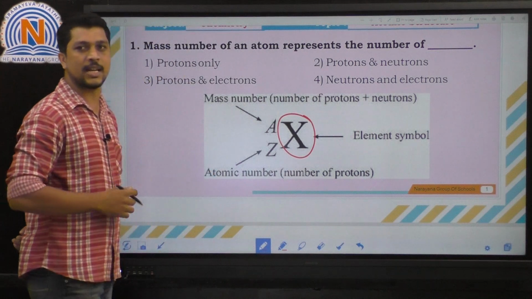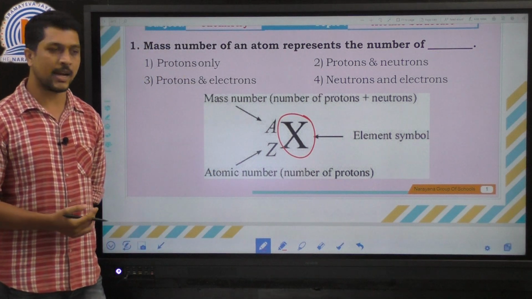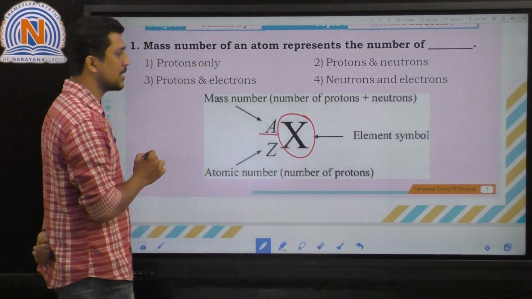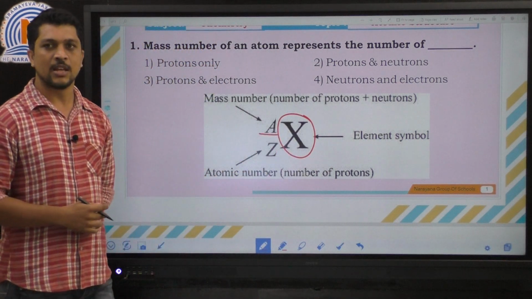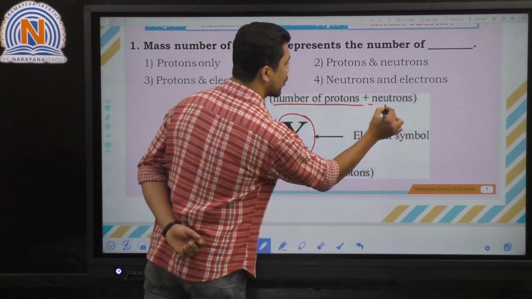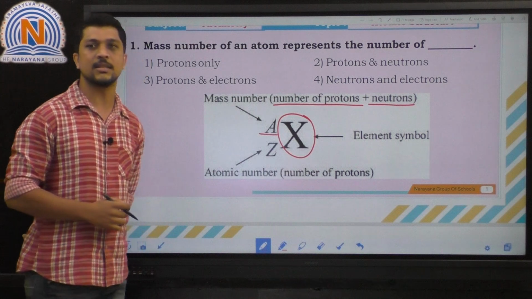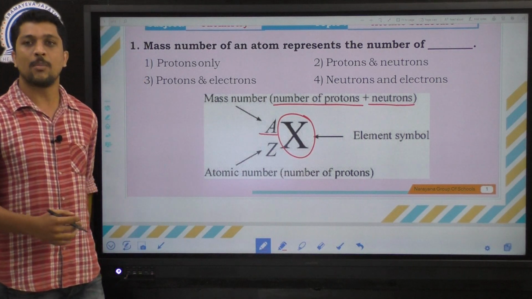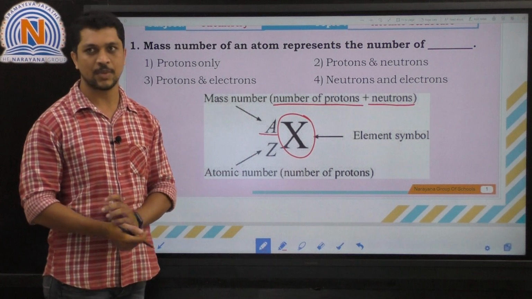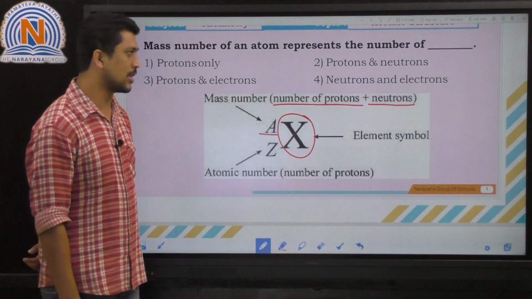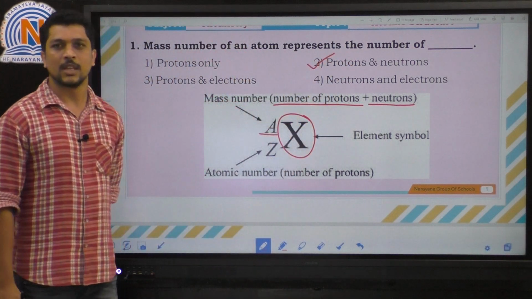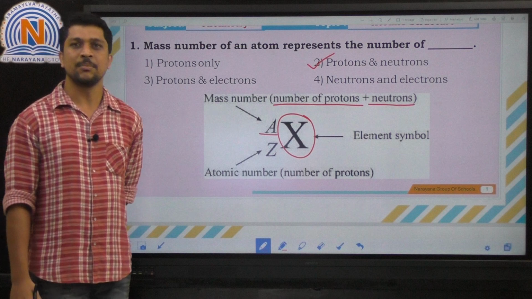For example, X is an atom. The mass number is generally represented with A. So what is the mass number? The number of protons plus the number of neutrons, collectively called the mass number. So the mass number of an atom represents the number of protons and neutrons. So the correct option is the second option. Clear? Let's move on to the next question.